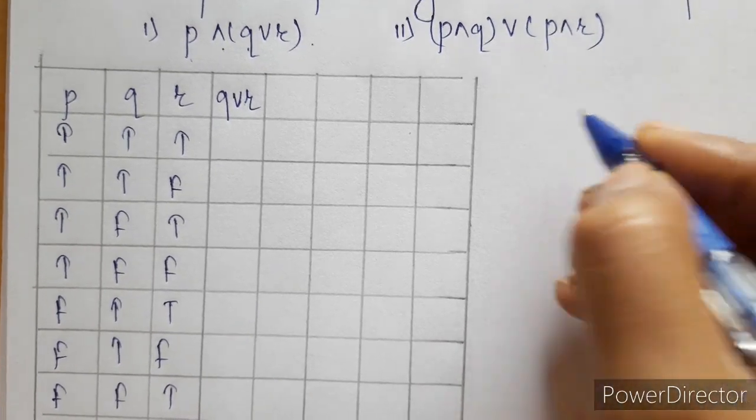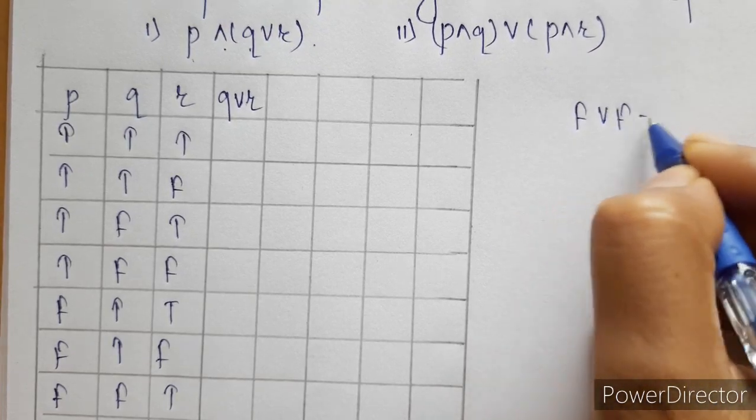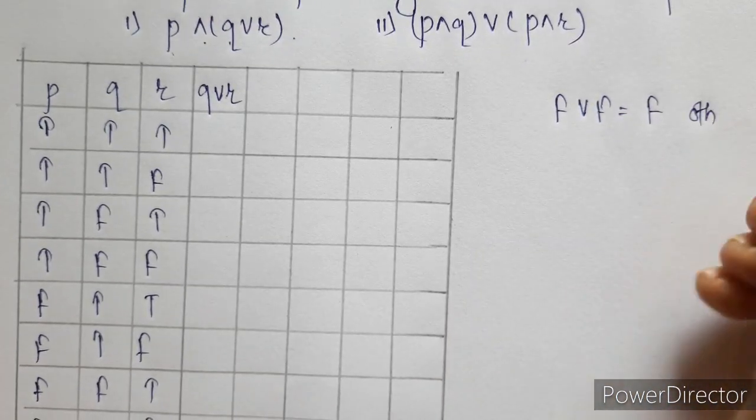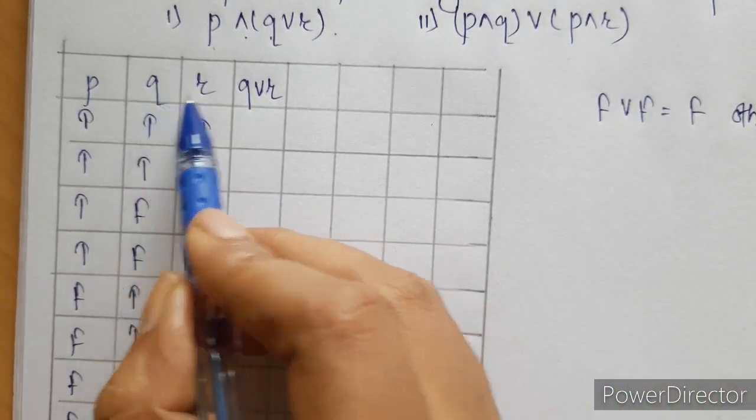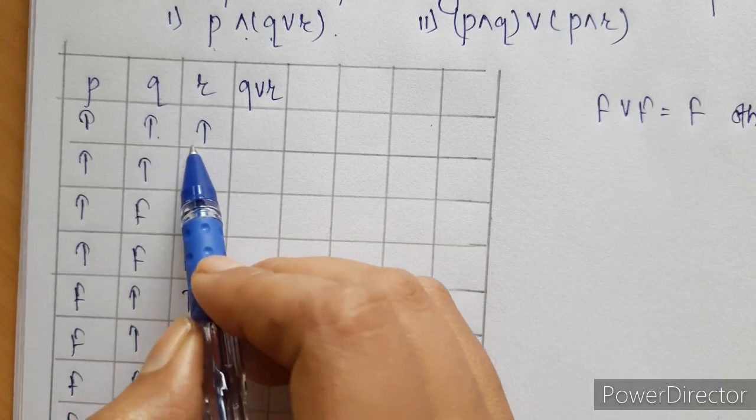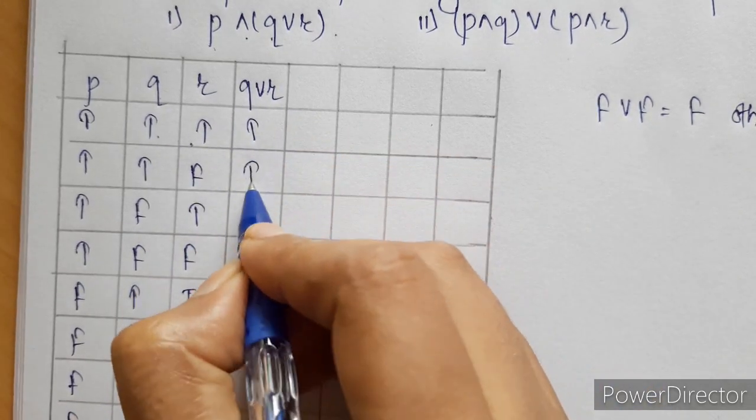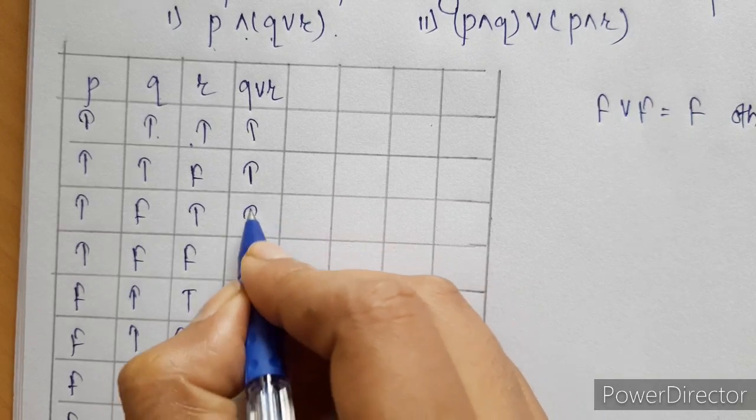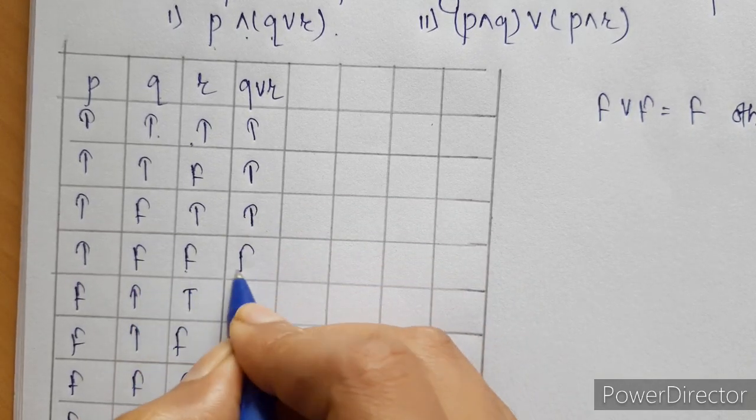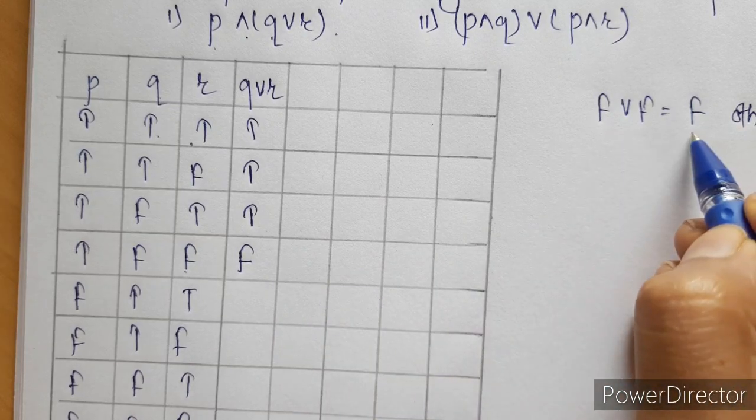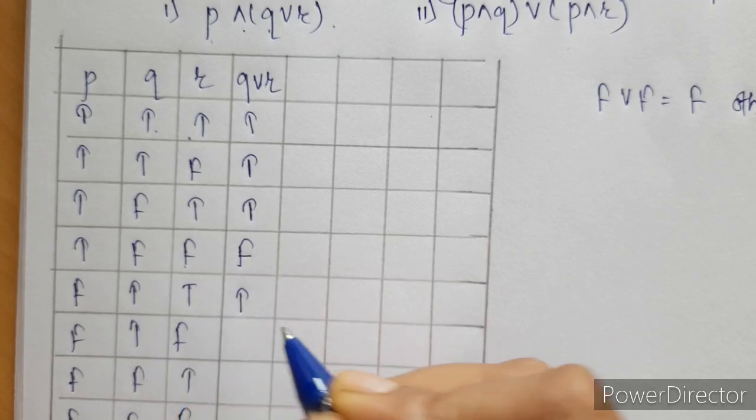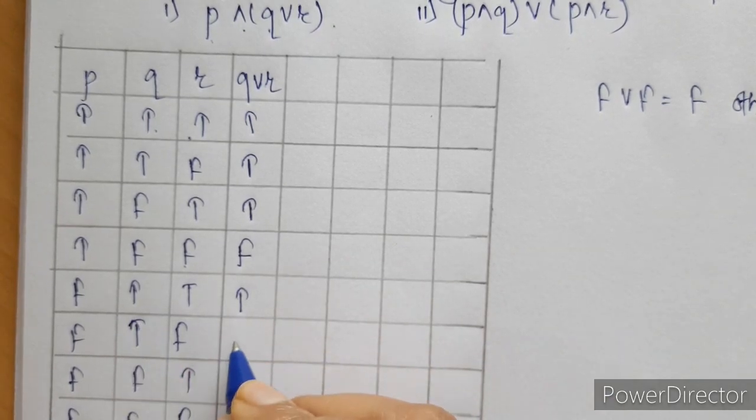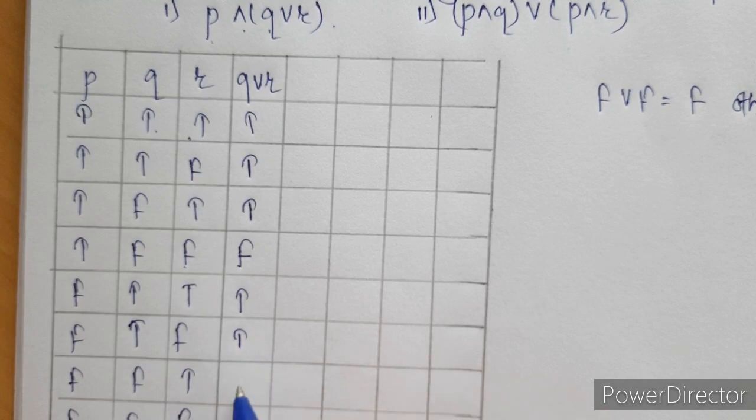Now in case of disjunction, false or false is going to be false, otherwise for all other cases it is going to be true. So we have to compare this with this using the connective OR. True or true, true; true or false, true; either-or case, this is also true. Now false or false is false. Again, true or true, true; true or false, true; either-or case, again this will be true, and the last one is false.